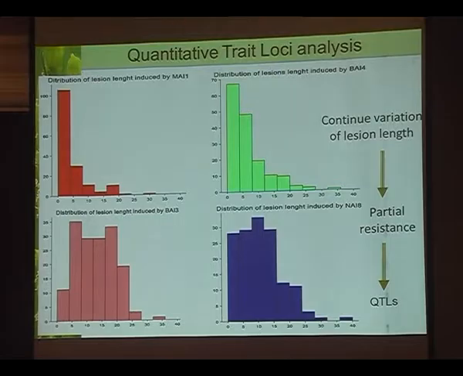So this is the quantitative trait loci analysis. You can see the distribution of the lesion length induced by each of the African strains we used, with the number of plants according to the lesion length. You can see that we have a continuous variation of the lesion length, which indicates partial resistance and the presence of quantitative trait loci.